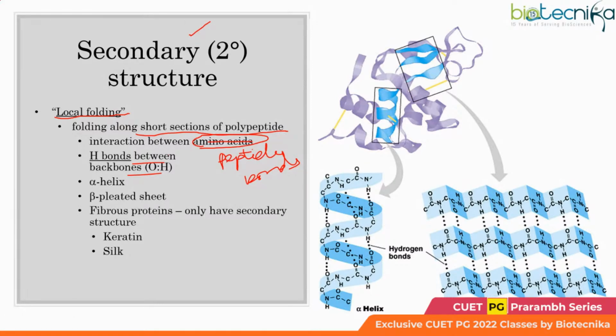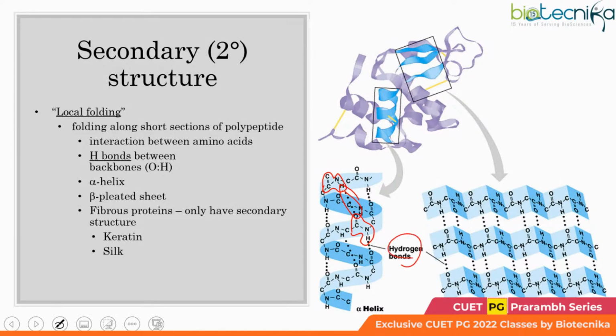For example, you can see this is a linear polypeptide chain. Here also a linear polypeptide chain. Then this is only folded back, another linear polypeptide. You can also see the peptide bonds. I hope you understand CONH, which I just showed you. You can see there is a bond between them. Between the two peptide bonds, there is something called a hydrogen bond. So secondary structure is actually stabilized by these hydrogen bonds.